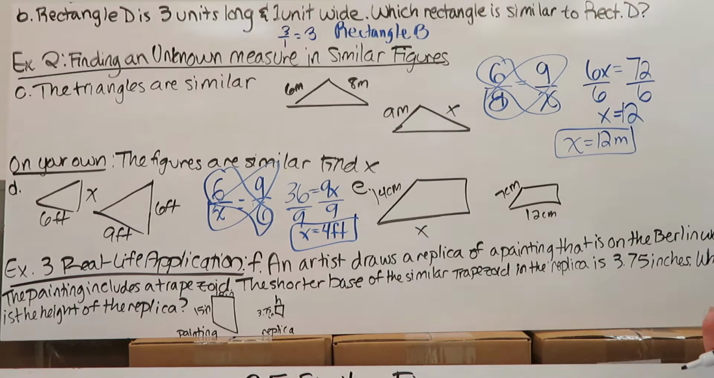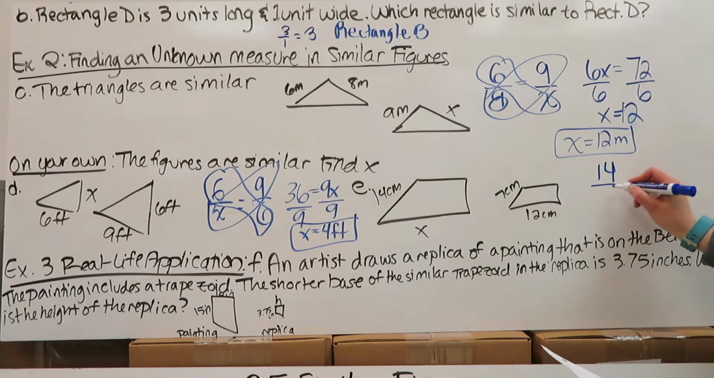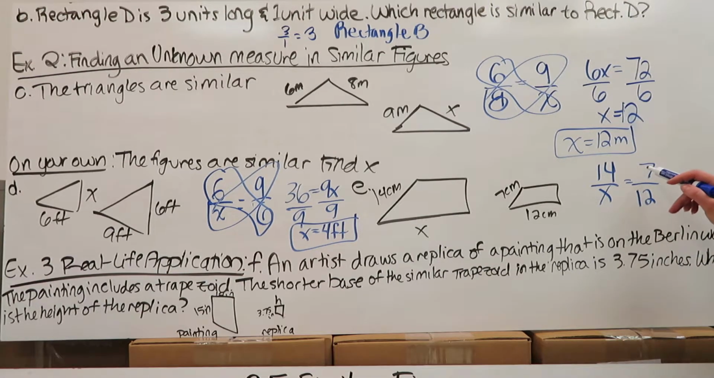And lastly, letter E. We have 14 divided by x equals 7 divided by 12. You could do cross multiplication. Otherwise, you can also think about 14 divided by 2 gives you 7. So what divided by 2 gives you 12? That'll be 24, but I'm going to show you cross multiplication nevertheless. So 7x equals 168. Divide both sides by 7. You'll get x equals 24.